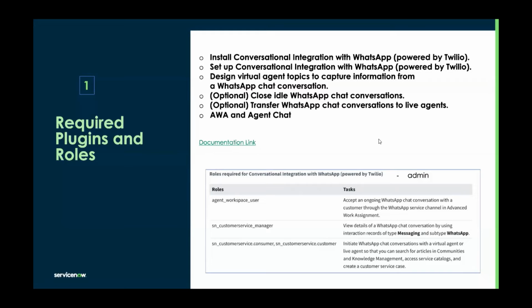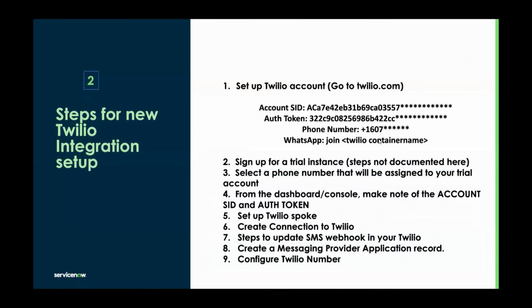There is a link for documentation here as well. From the integration side within the instance that you have, you would need to set up a Twilio account, and that would be through twilio.com. Once you go in and set all of those up, you'll be given an SID number and a token, your phone number, and then what your WhatsApp join and your computer container name that you would use to do that.